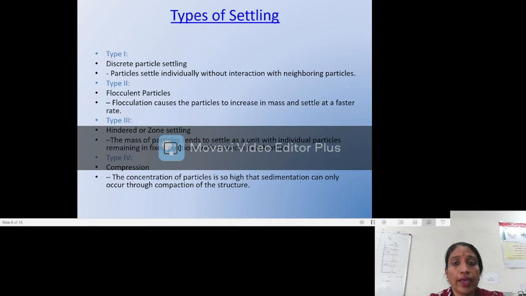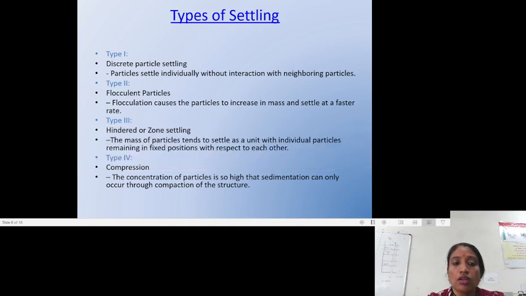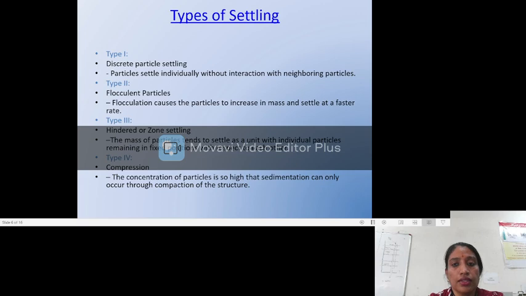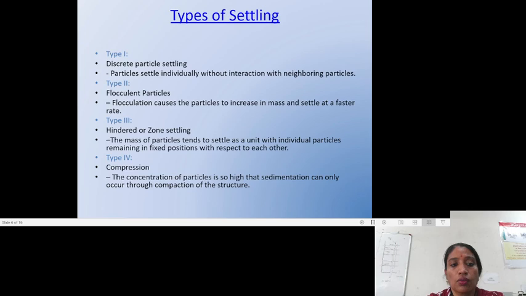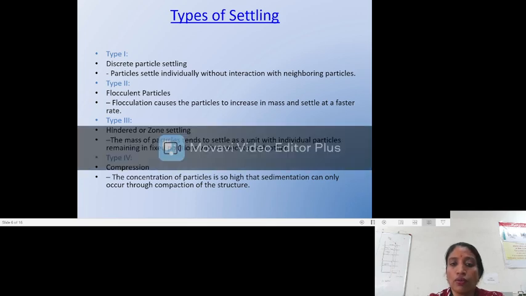Now there are 4 types of settling. All these 4 types of settling happen simultaneously. So let us understand what these 4 types are. Type 1 settling is known as discrete particle settling, and in this the particles settle individually without any interaction with the neighboring particles. Flocculent particle settling is what happens when one or more particles come together and flocculate. Because of that, they increase their weight and then they settle down because of gravity.